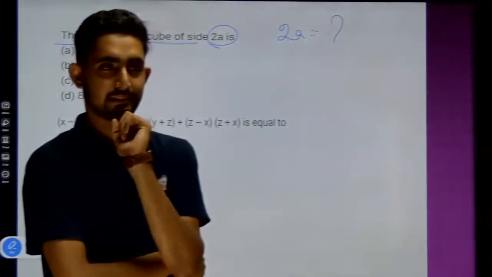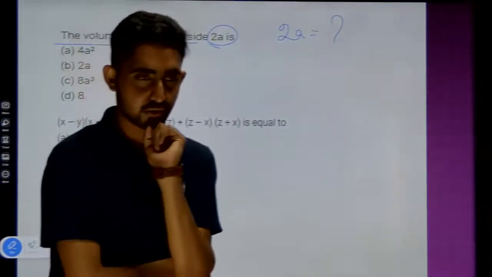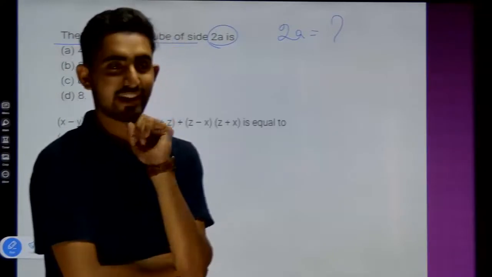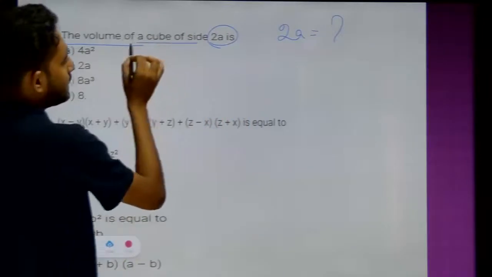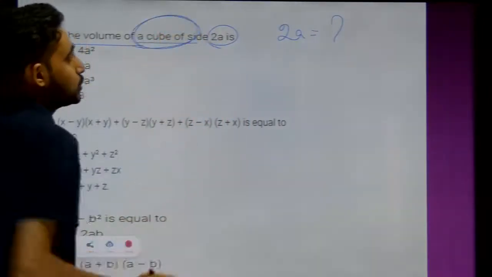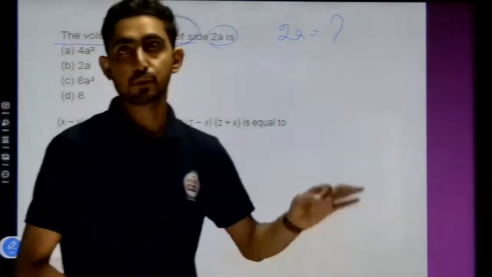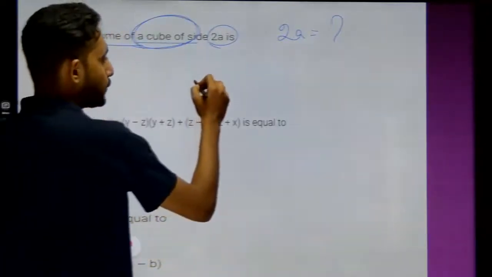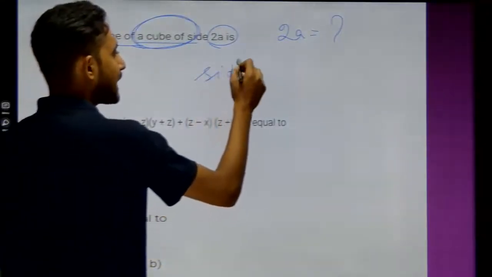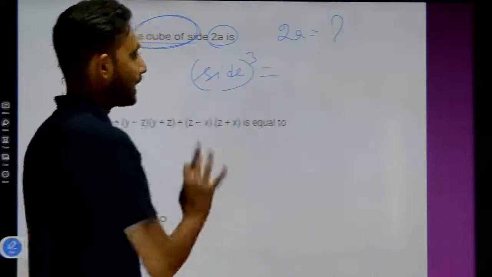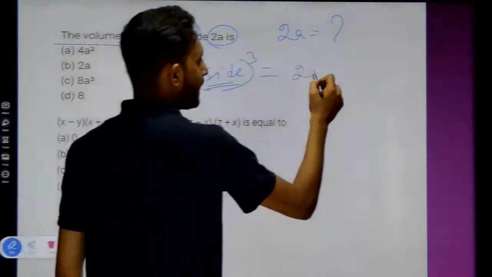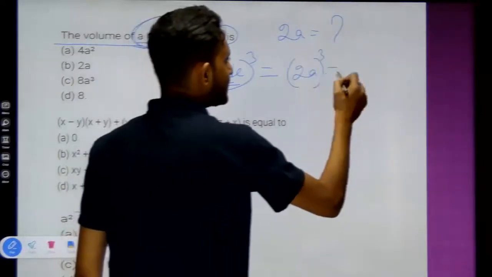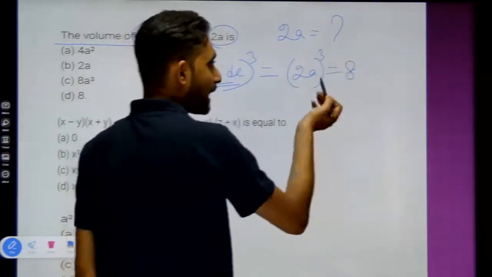Yes, one student has given the correct answer. Only one student. Let's see. Yes, 2 students, 3 students, 4. Now all of you are giving answers. Okay, very good. So actually, students, remember, whenever your question says cube, the formula is: volume of the cube is equals to side cube. Right? This is the formula, side cube.